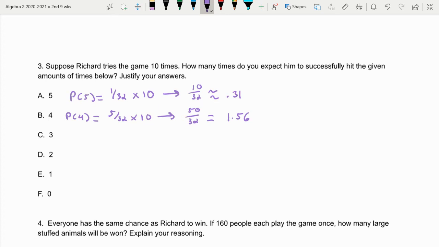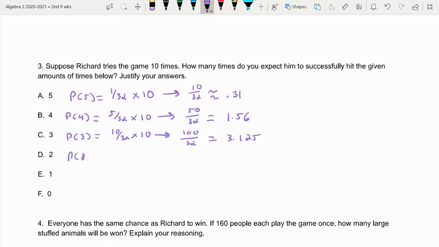So let's keep going. The probability of hitting the ball 3 times is 10 out of 32. Multiply that by 10, which gives us 100 out of 32, and that is 3.125.